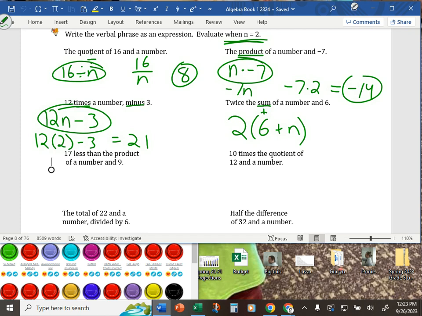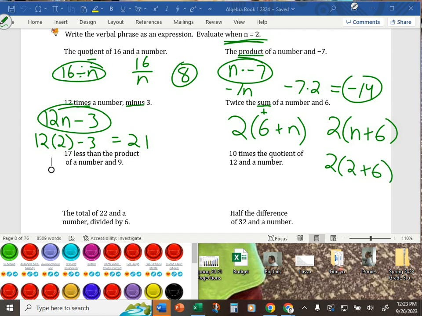You could also have 2 times n plus 6. That order doesn't make a difference. But it does need to be in parentheses. Even though there's no comma there, the use of the word sum means we need that answer first. Plug in 2 for n. Order of operations, 2 plus 6 is 8. Times 2, 16 is your answer here.